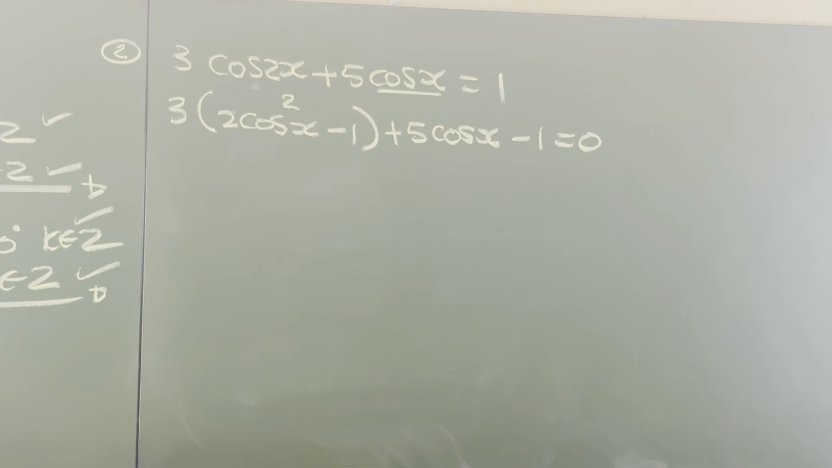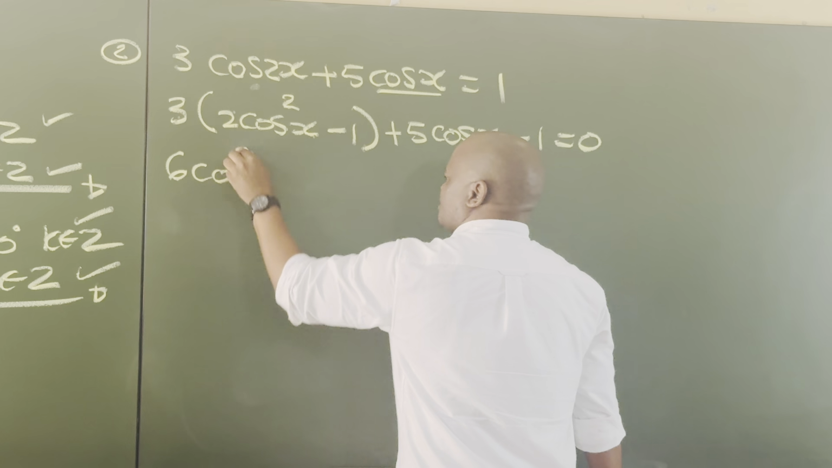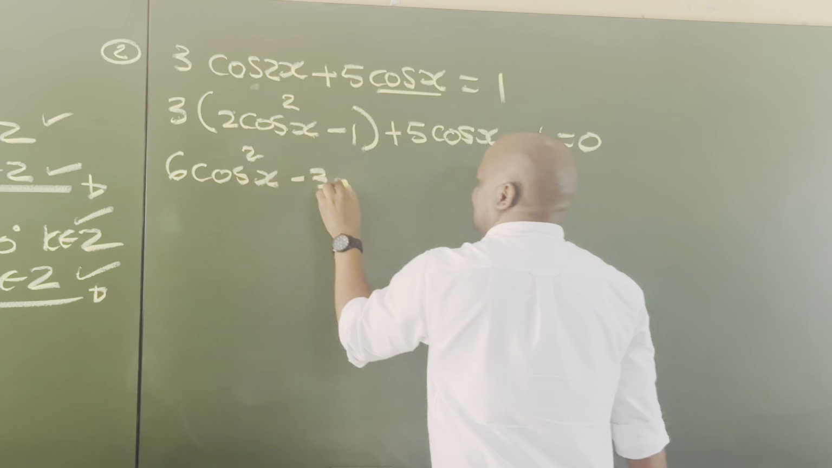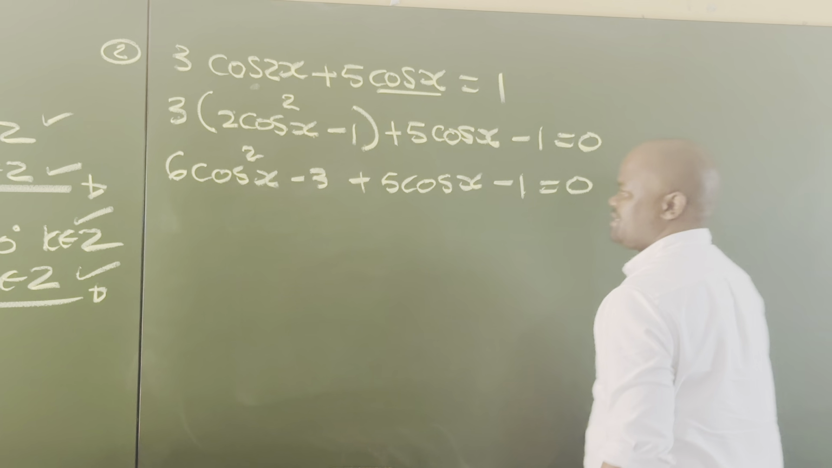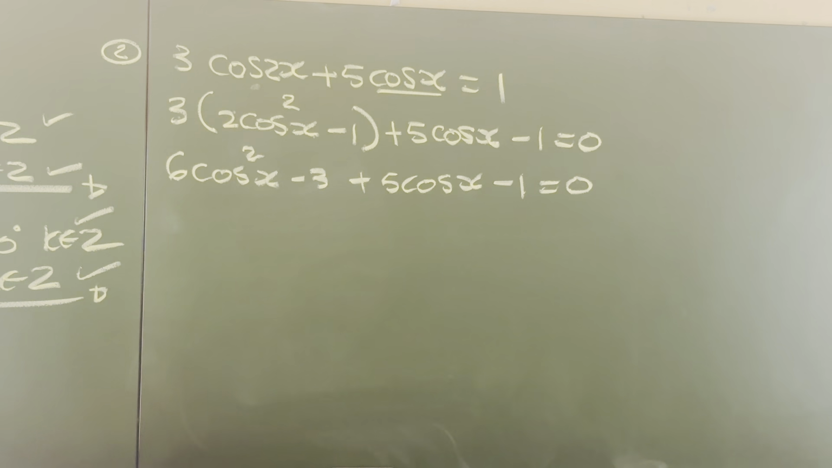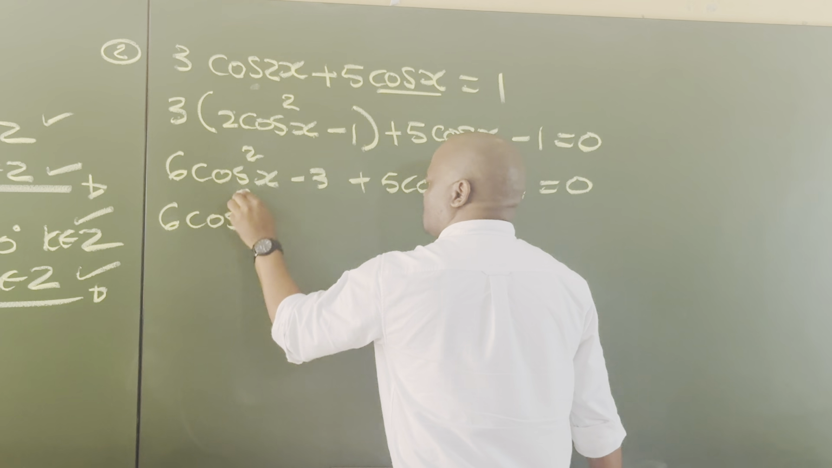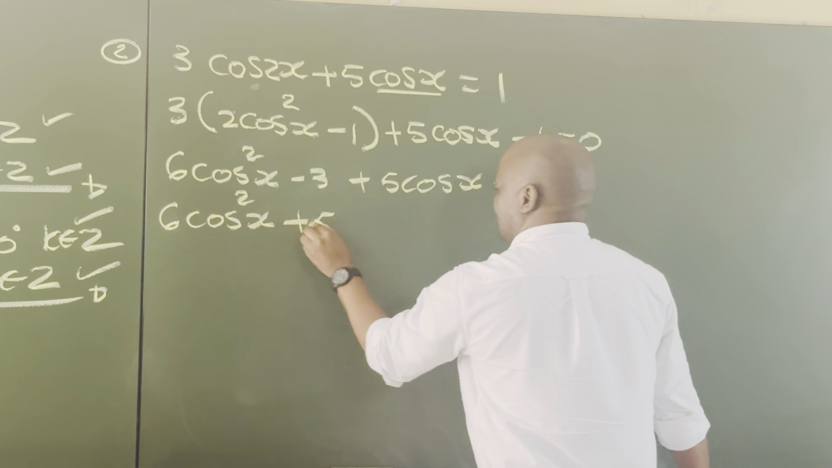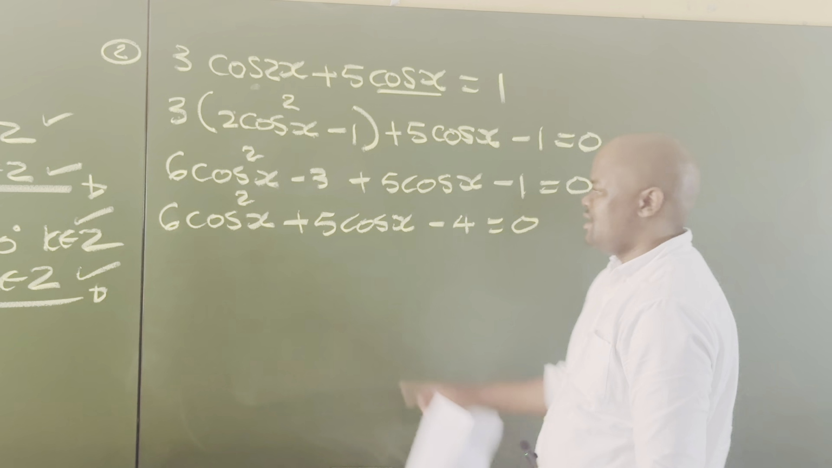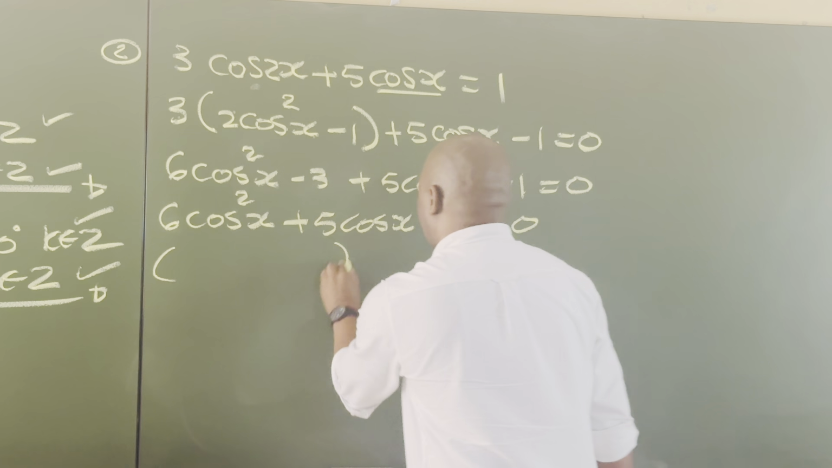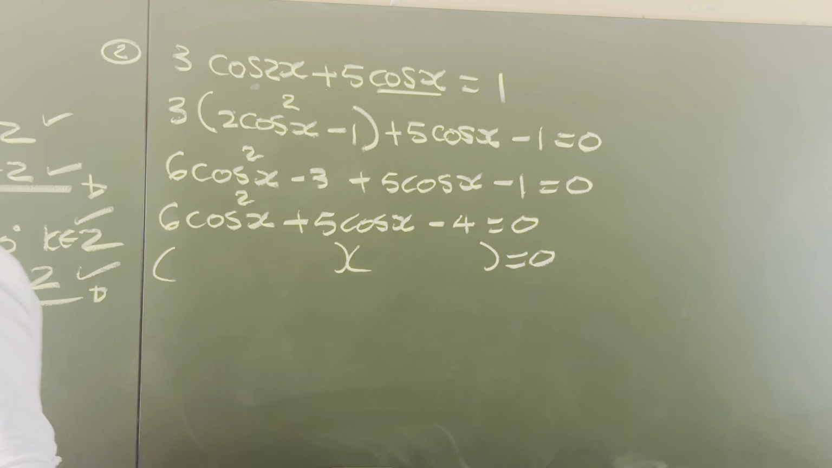And then from here, we distribute. So if we distribute, we have 6 cos squared x minus 3 plus 5 cos x minus 1 is equals to 0. And then from here, like terms, standard form. So our standard form will be 6 cos squared x plus 5 cos x minus 4 is equals to 0. Then you need to factorize this, or you can use the quadratic formula in order to get the roots.